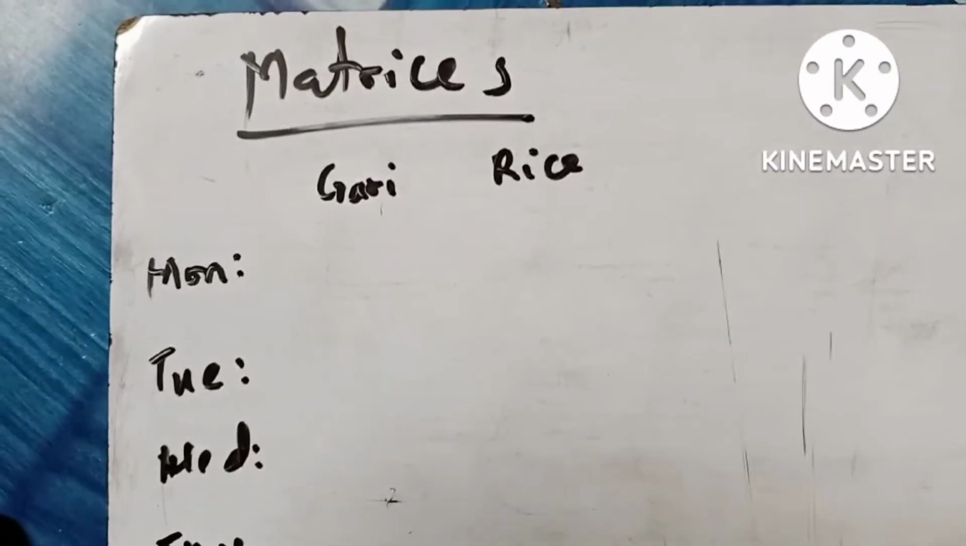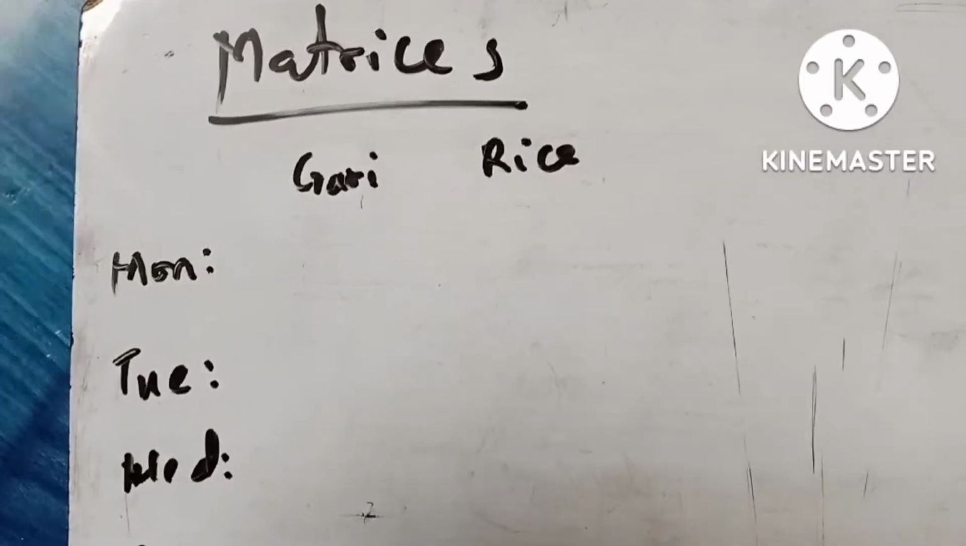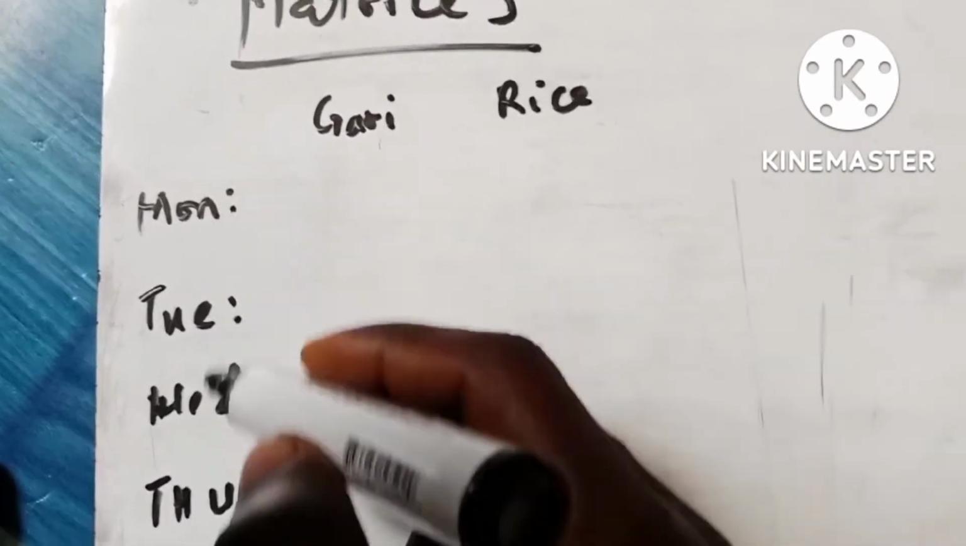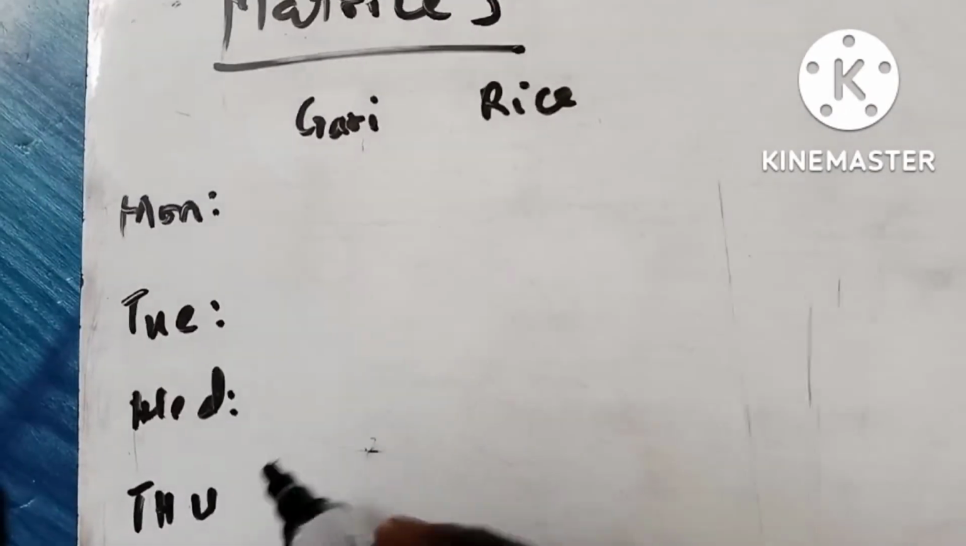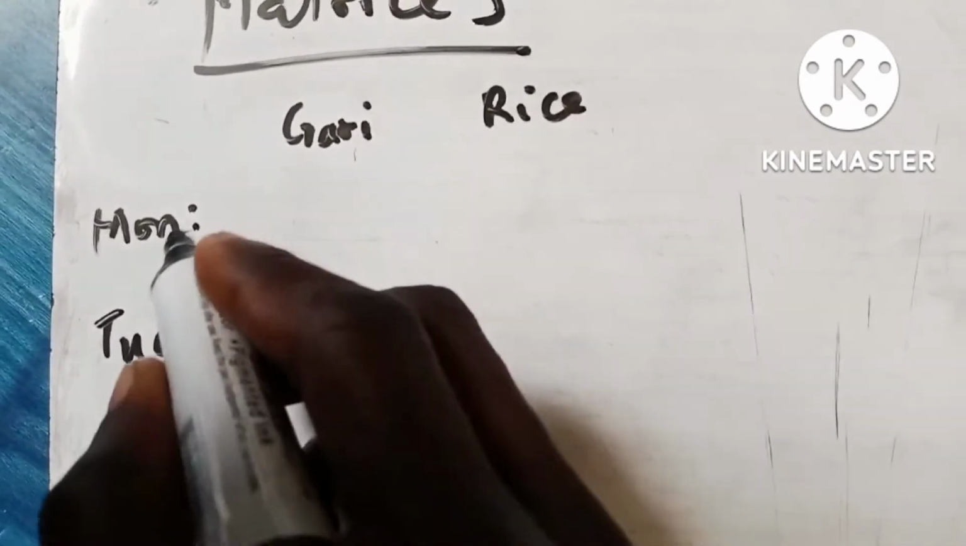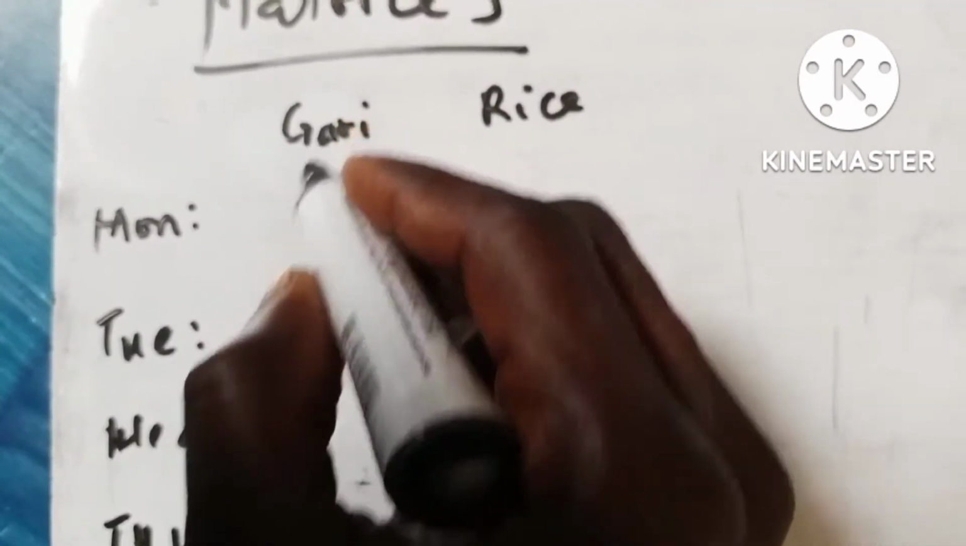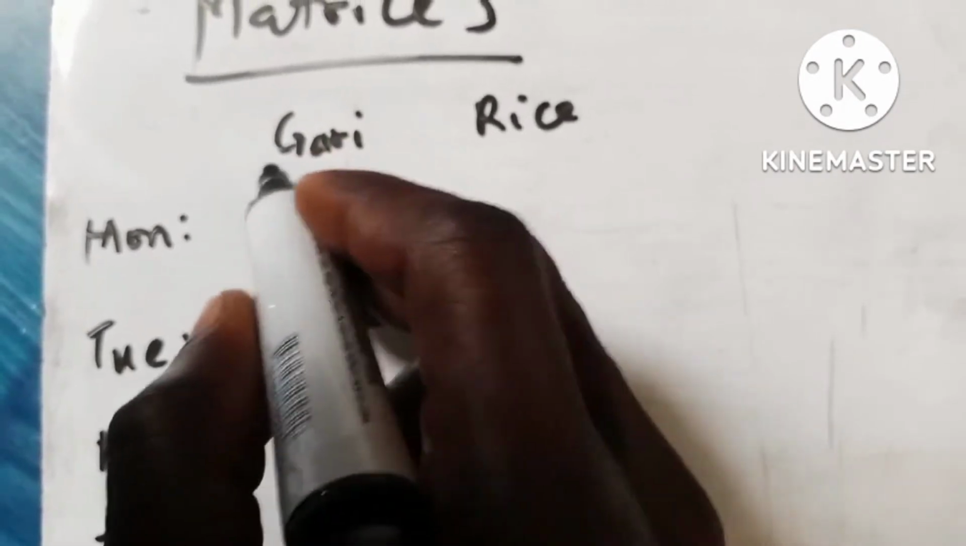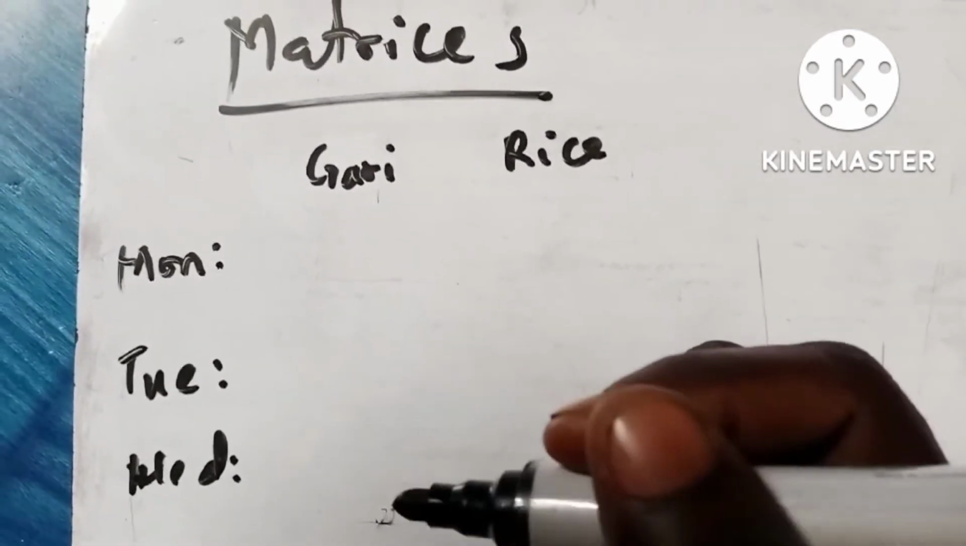The simple idea of a matrix is that, assuming you have the days of the week on one side here, and let's say you are a student. Imagine on Monday you choose to consume gari and shito. Okay, in some cases, gari and shito.